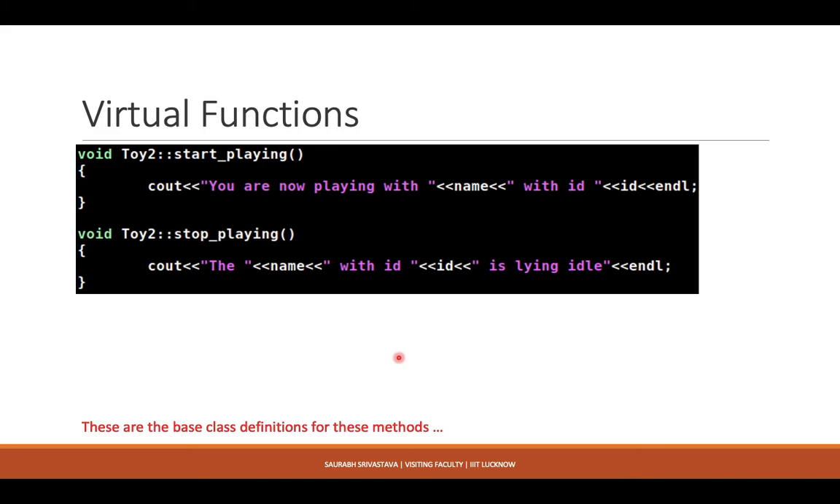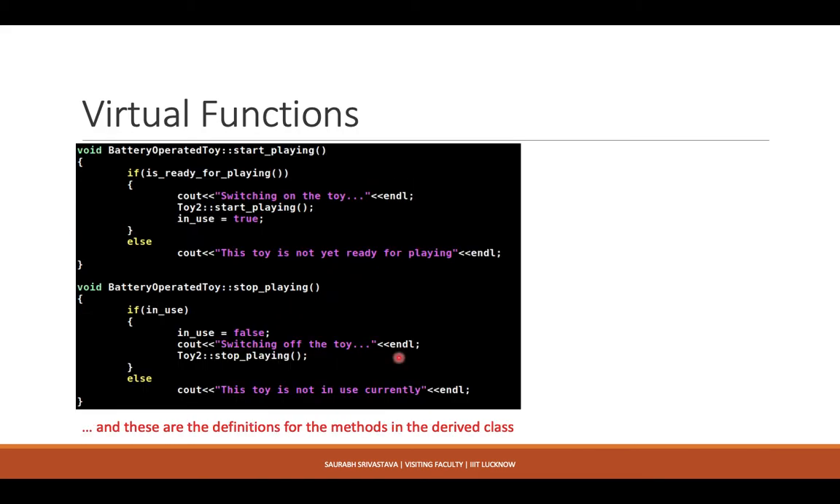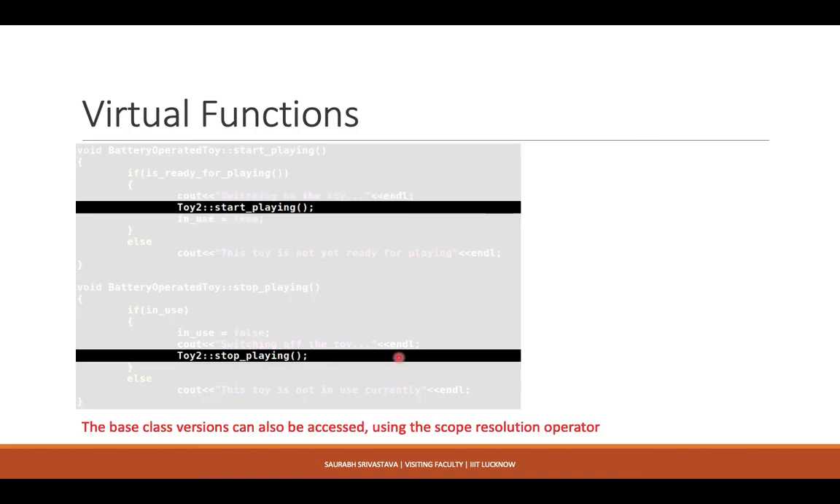So let us say for battery operated toy, I want these functions to be slightly more complicated, right? Complicated as in I first want to see if the battery has already been put in the toy, because without that the toys cannot be played with. So here I want to add some more behavior to these start playing and stop playing methods. So one way to do that is something like this, right? And by the way, I still have access to this base class version by simply using the scope resolution operator.